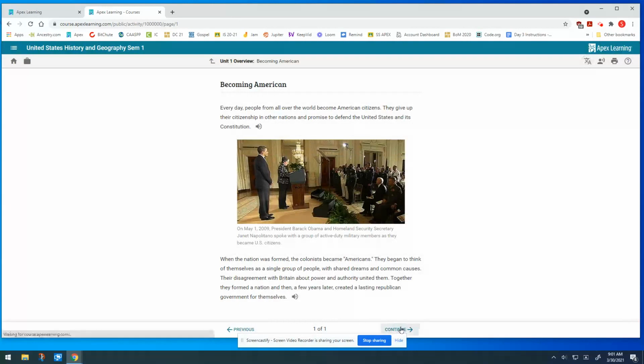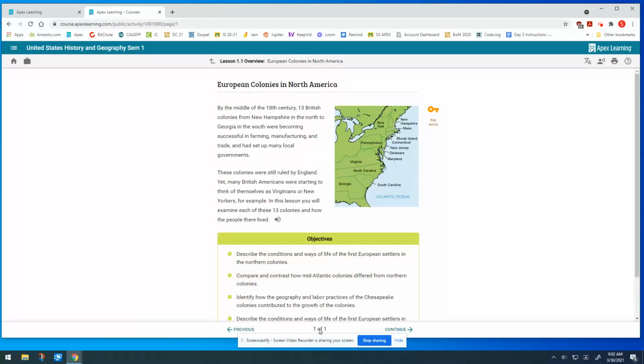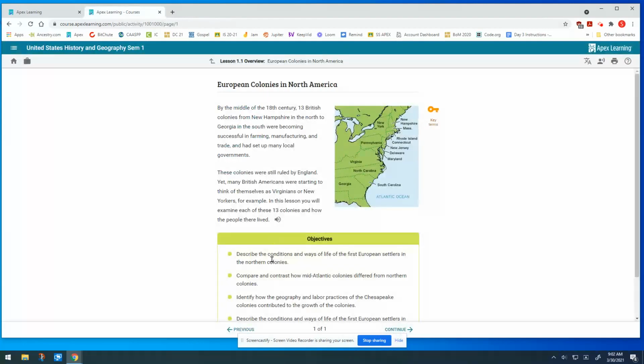So we're going to continue on to the next one. So notice now it's going to take me to the overview. And in the overview, I'm going to start. And if I look down here, there's only one page to the overview. And I read through this, or I can have it read, and I'm going to look over here to key terms. These are the key terms that come up, and so I can look at them and read them, and then I'll come down here and close the page. I'll go on to continue.